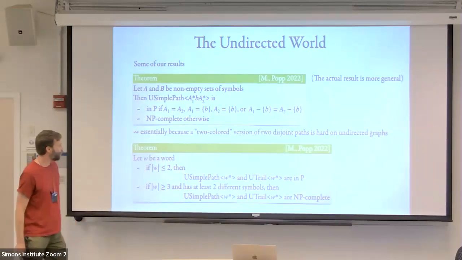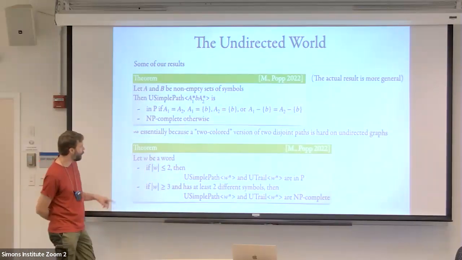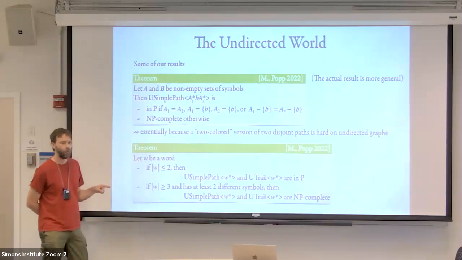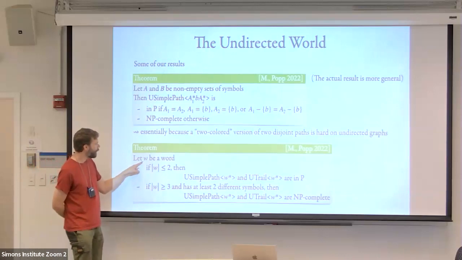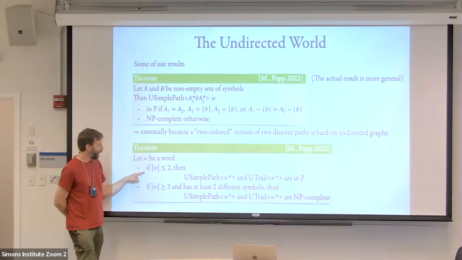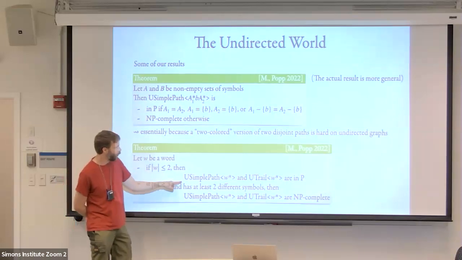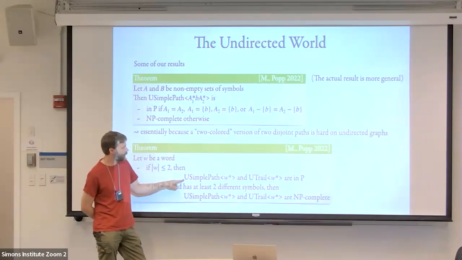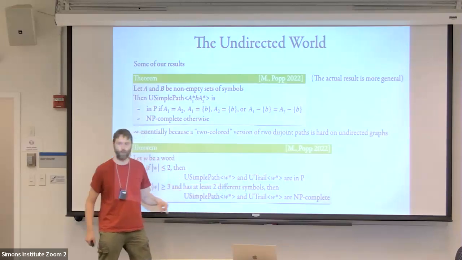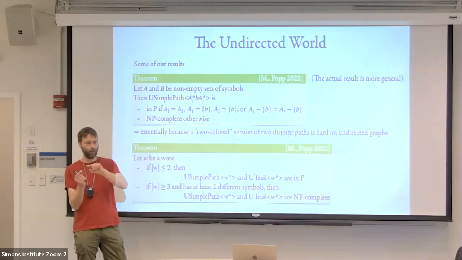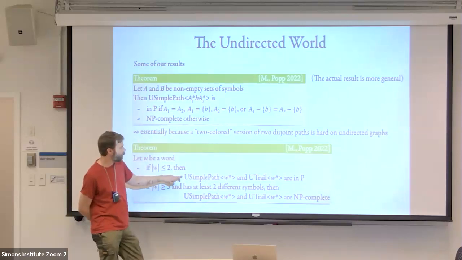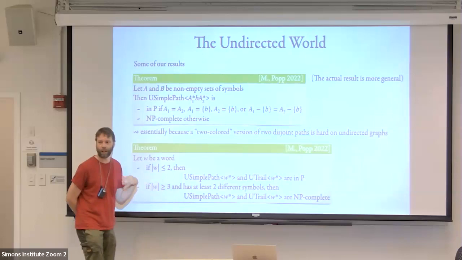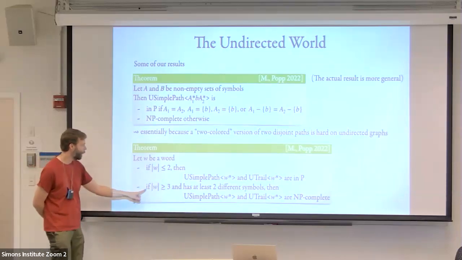Okay, and then here is another case, which I think is maybe a bit more interesting. So here we wanted to understand, to generalize this modulo thing, right? So let's say that W is a word, and if W has length at most 2, then we know that if we want to find undirected simple paths of the form W star, so your paths need to match a cyclic repetition of this word W, then for simple paths and trails, you can find all of these in polynomial time.